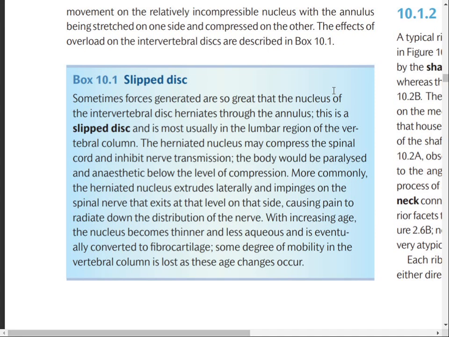With increasing age, the nucleus becomes thinner and less aqueous and is eventually converted to fibrocartilage. Some degree of mobility in the vertebral column is lost as these age changes occur.